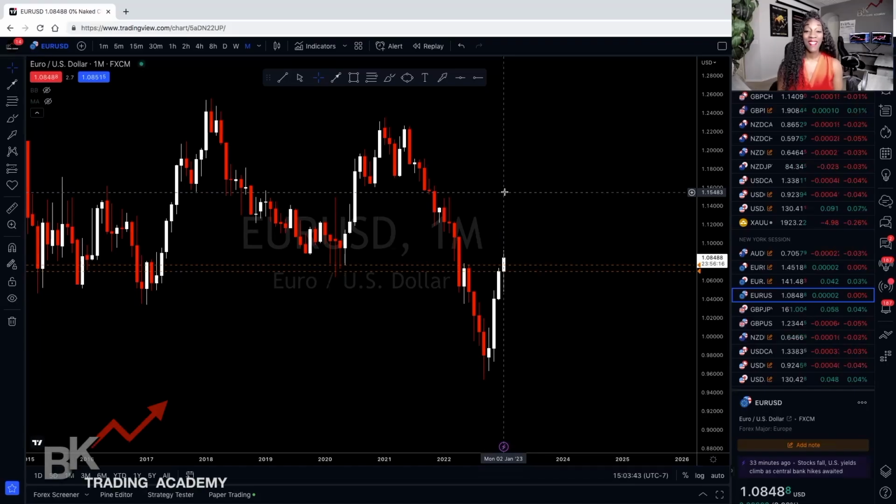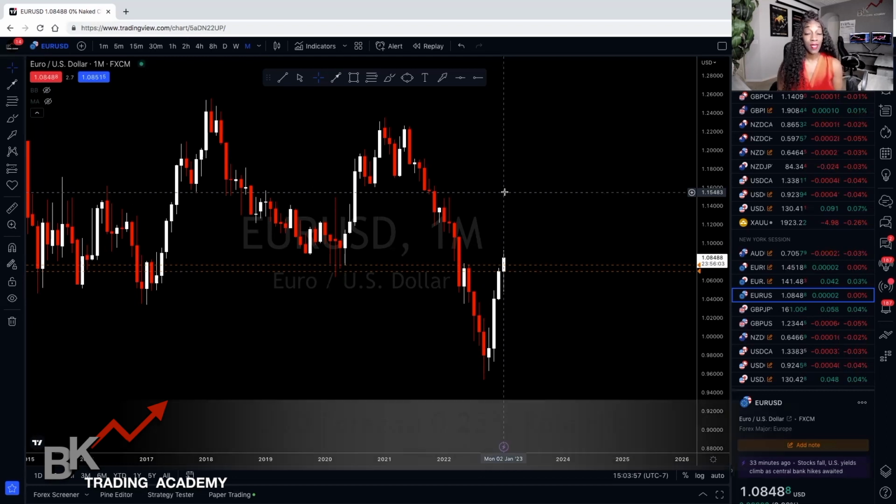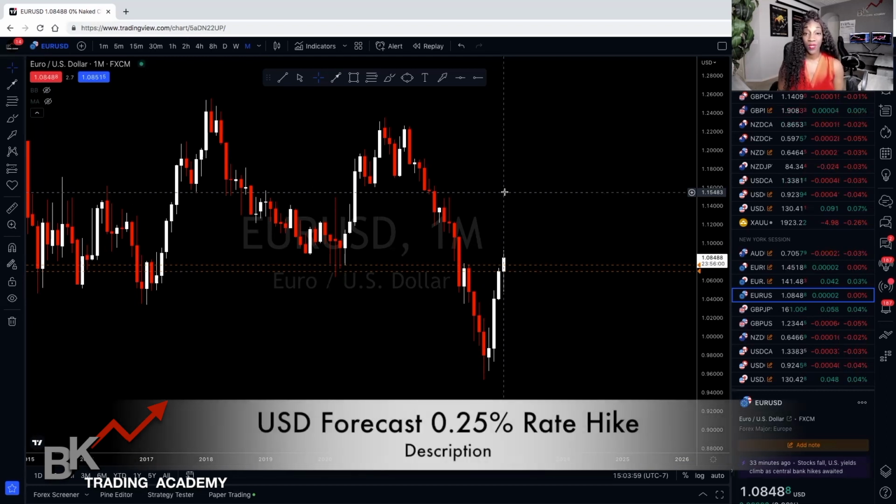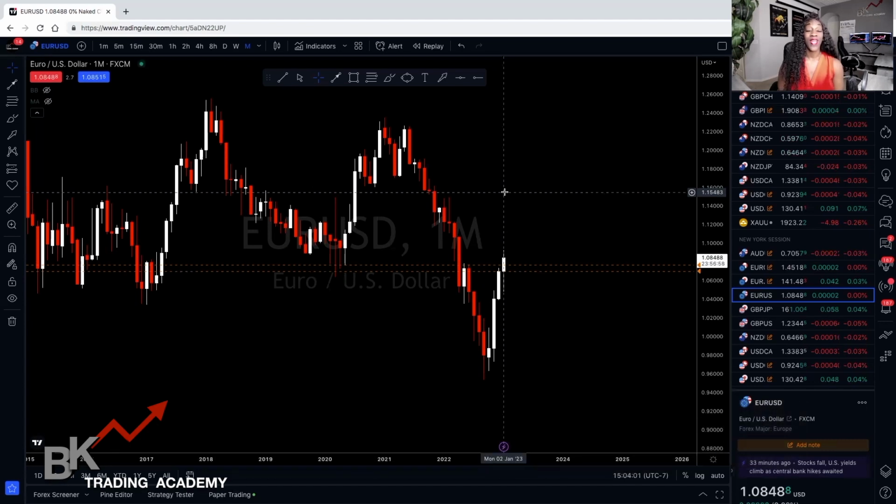All right, let's hop into Euro USD on the monthly. So let's talk about fundamentals really briefly. Now, on Wednesday of this week, Fed Chair Powell will be releasing his interest rate decision for USD. It is predicted that he is going to raise interest rates by 0.25%. Now, anytime interest rates rise, that strengthens a currency. So if the actual comes in higher than the forecast, we could see USD go up if it's the base currency, whereas with Euro USD, price may fall, okay?